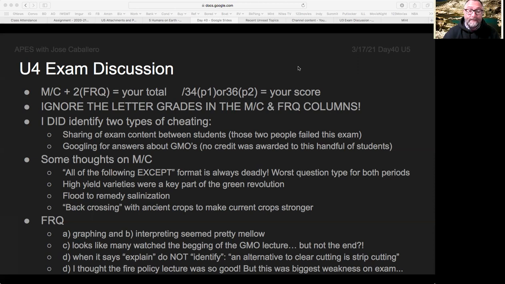And I was so proud of my fire lecture. I had like a bunch of good slides and I had all these local examples and relevant stuff to our lives. And probably the biggest weakness on the free response was that kids couldn't explain how fire policy affected current fire conditions, how previous forest policy affected fire conditions.